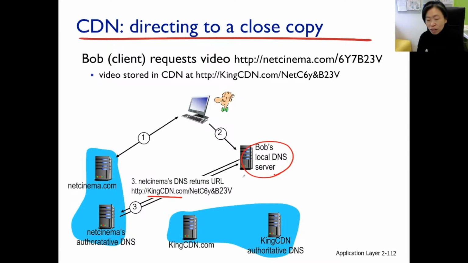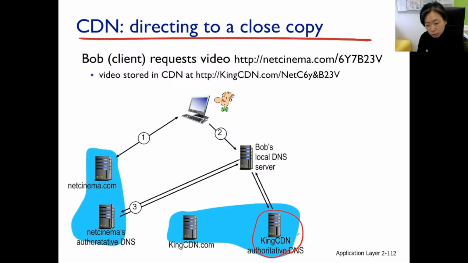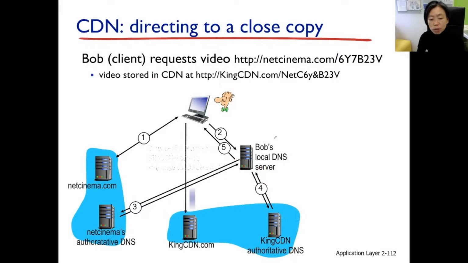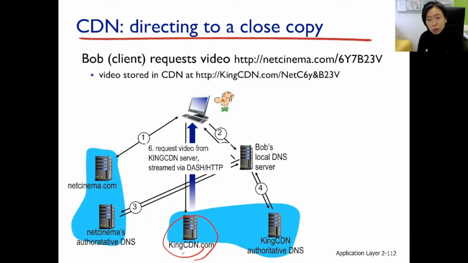And so it checks the cache, checks with the TLD server, and eventually reaches the King CDN's authoritative DNS server. That query goes, and finally the King CDN authoritative DNS server returns the IP address of kingcdn.com. So the IP address is acquired, and step 5 sends that IP address back to Bob's web browser. From there, Bob's browser can fetch the video from the actual location of the video. Right, so this is redirecting the client to the copy through the DNS service.